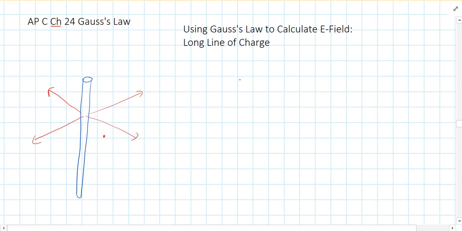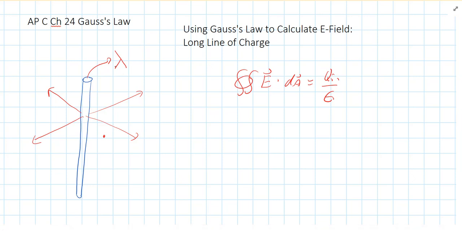Let's go ahead and write out Gauss's law: the closed surface integral of E dot dA equals Q enclosed over epsilon naught. For this line of charge, we're going to say that it has a charge density lambda, the amount of charge per meter. So maybe you have 10 nanocoulombs per meter on your wire. We're going to write the electric field in terms of that lambda.